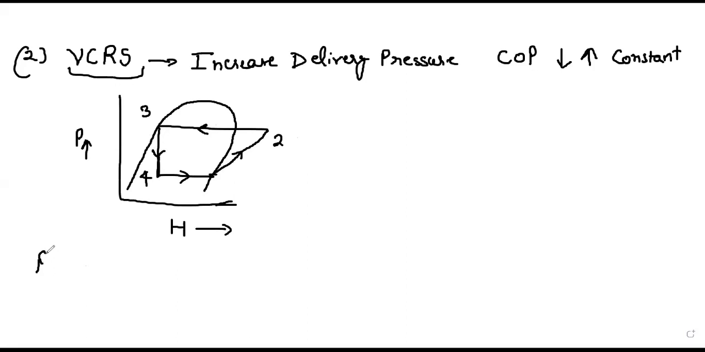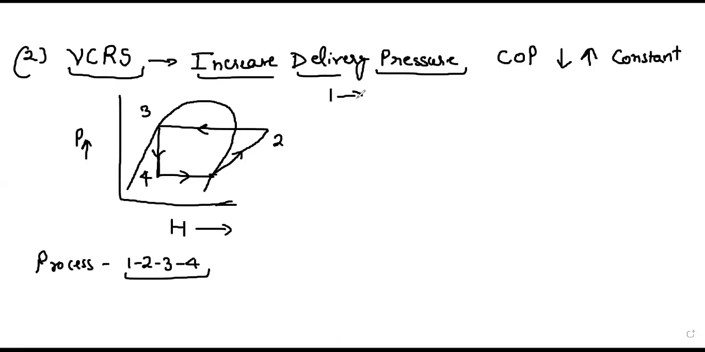So the process that we're having is 1, 2, 3, and 4. Now he says that if we increase the delivery pressure, what will be the effect of that on the COP? Now, what is the delivery pressure? As I told you guys, point 1 represents the suction pressure and point 2 represents the discharge pressure or the delivery pressure, you can say.